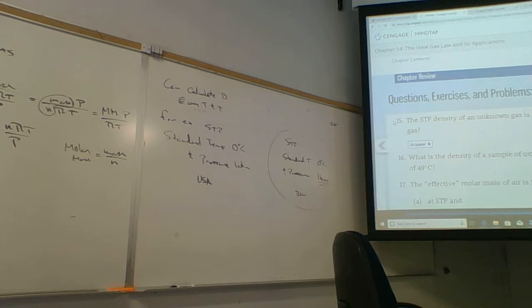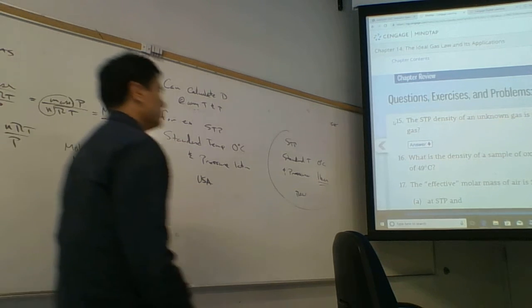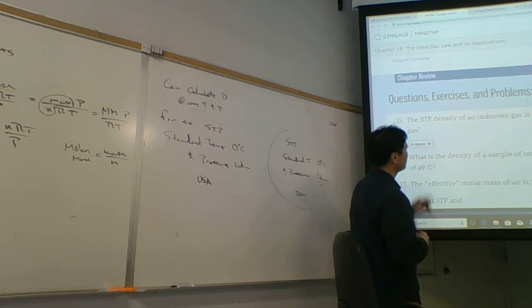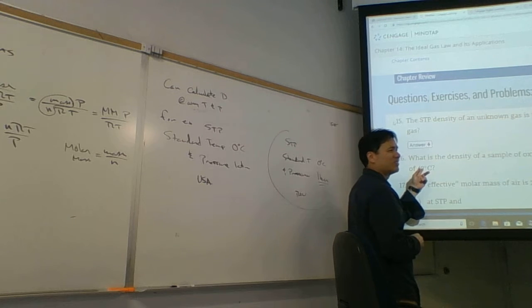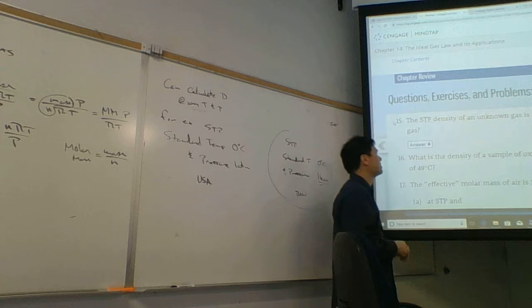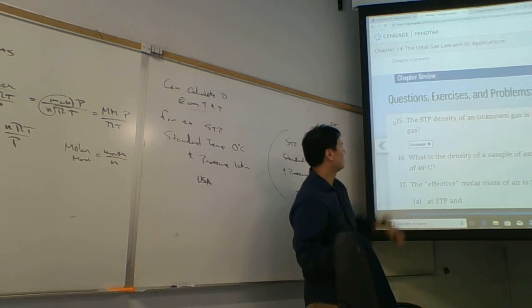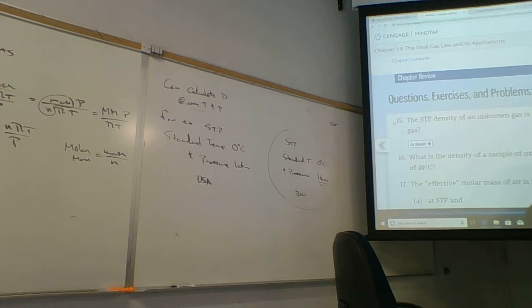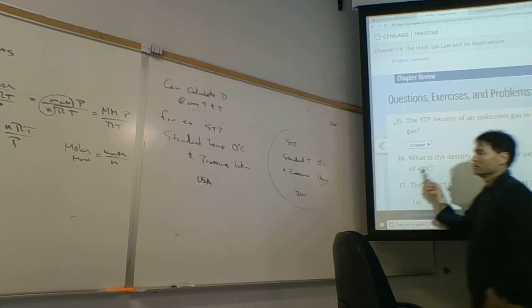All right, so that brings us to a problem like number 16. What is the density of a sample of oxygen gas at a pressure of 1.40 atmospheres and a temperature of 49 degrees C? Is that under standard temperature and pressure? No. Yeah, mixed up. I shouldn't have done density first. I should have done the molar mass first, but it's all right. We'll look at number 16.